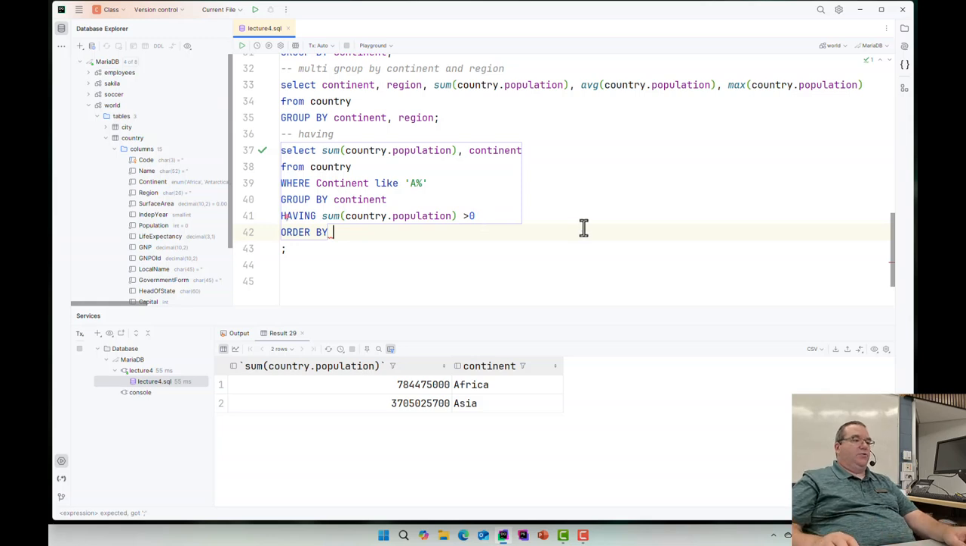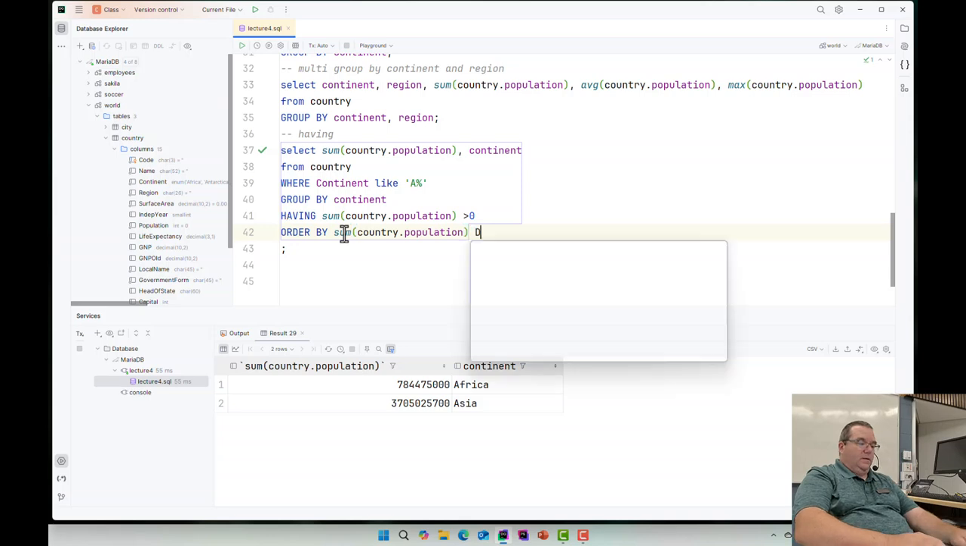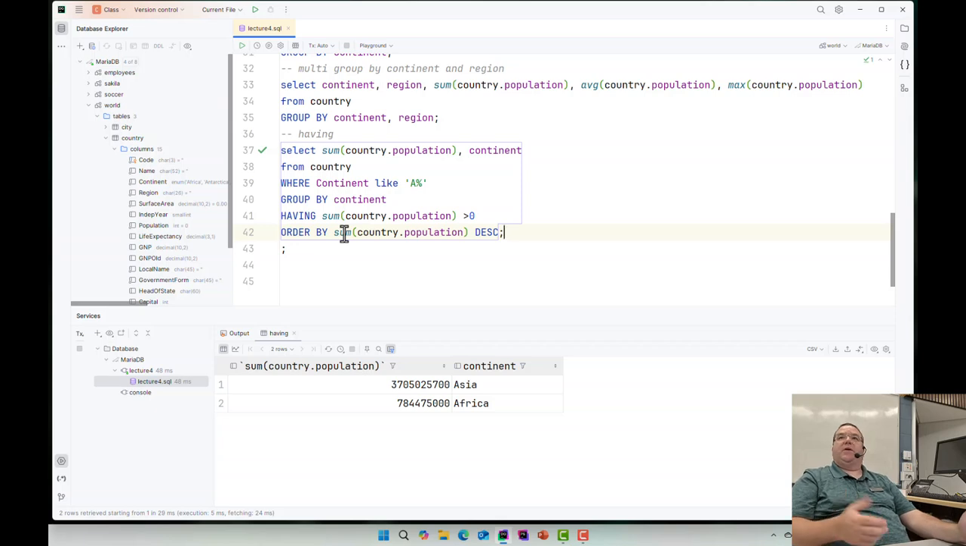Now, in theory, we could do order by, because you can order by an aggregate, descending order, because the Asian continent has the biggest population. So what you're seeing right now is literally everything I covered last week and this week in one example. There's a where clause, there's an aggregate, there's the sorting, there's the having clause that's filtering it out.